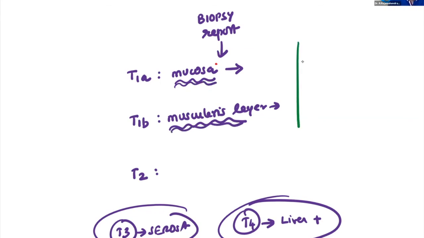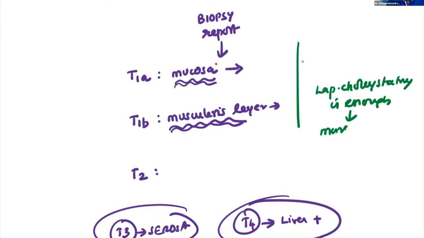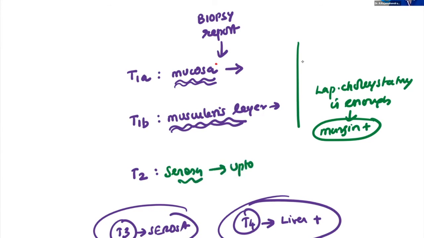For T1A and T1B, laparoscopic cholecystectomy is enough. If the margin is positive, we have to go for redo surgery. Otherwise, laparoscopic cholecystectomy is enough. If the tumor has gone up to the serosa as per the biopsy report, or extended beyond, we have to reopen and do an extended or radical cholecystectomy.